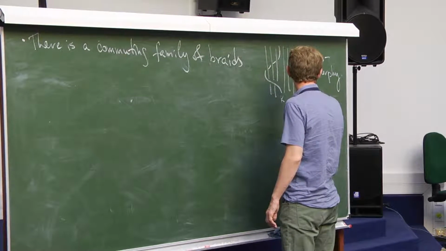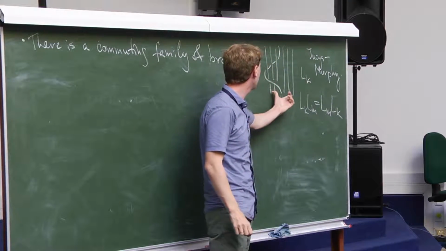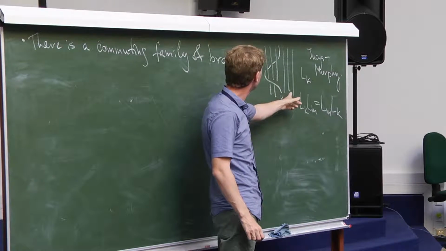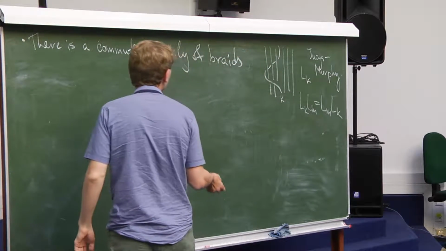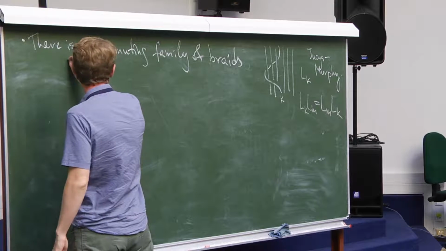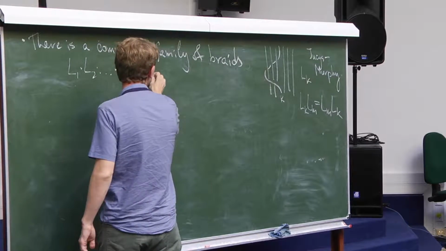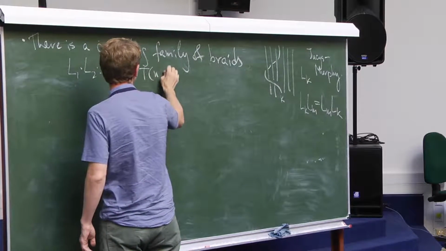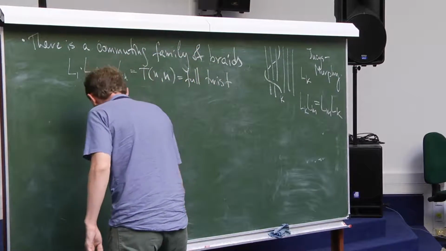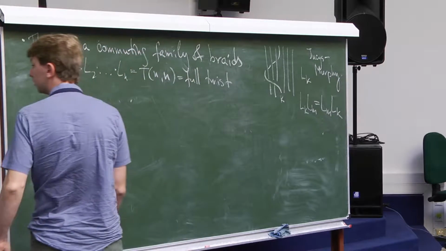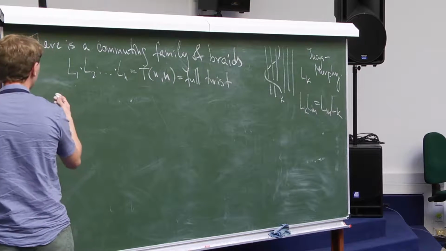So LK LM is equal to LM LK, because, for example, if M is bigger than K, then it goes around but doesn't interact with this braid. So they actually commute in the braid group. Another property is that if you take the product of all these things, this will be a full twist, or the n torus braid. And so we have this nice family, and we want to require that it behaves nicely with respect to I lower star, whatever it is.